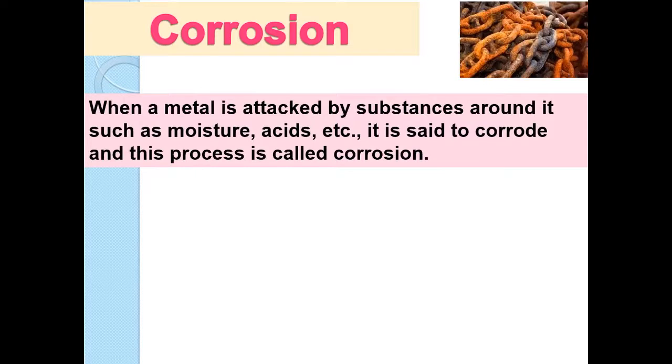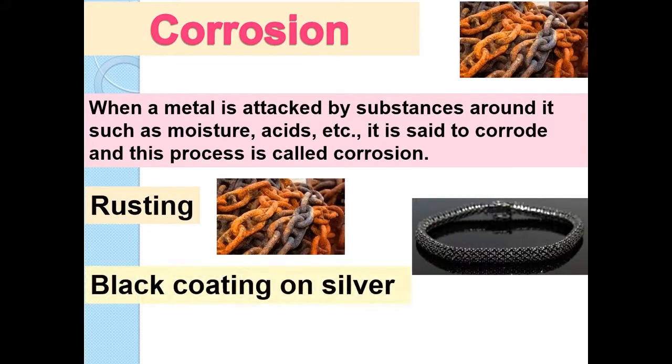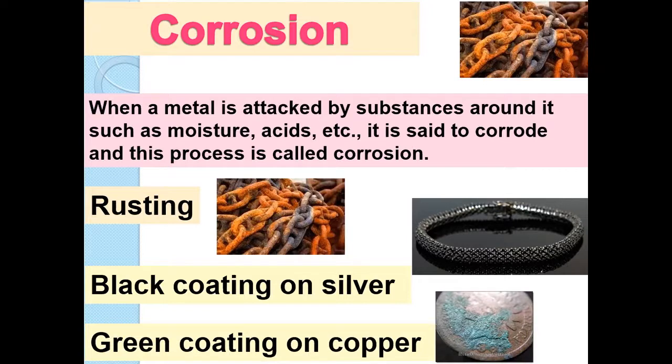When a metal is attacked by substances around it, such as moisture, acids, etc., it is said to corrode, and this process is called corrosion. The process of slowly eating up of metals due to atmospheric effects is known as corrosion. Rusting, it is well known to all of you. Black coating of silver and green coating on copper. All these are well known examples of corrosion.